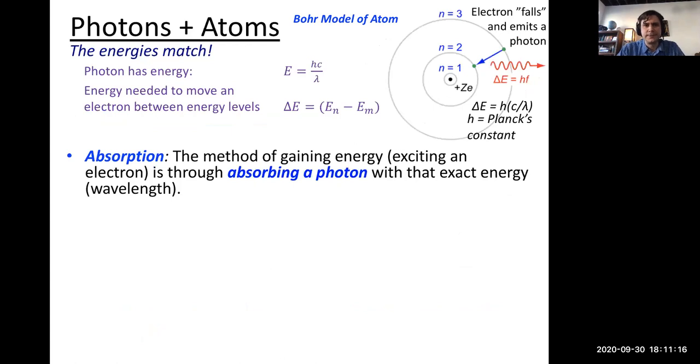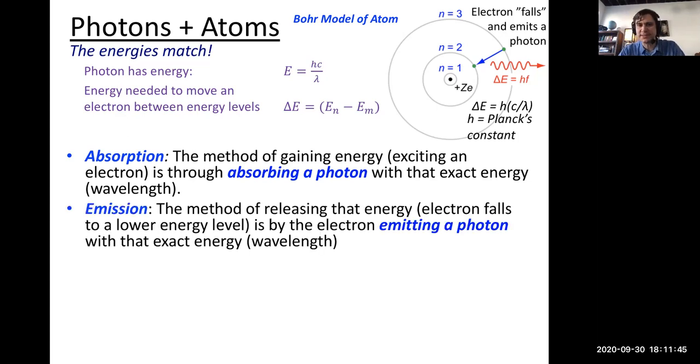All right, so we now see that absorption is our method for an electron to gain energy by absorbing a photon that has the exact right amount of energy to make it jump between these energy levels. It's gaining energy, so it's moving farther away from the nucleus, moving away from the ground state. It's moving to a higher energy level.